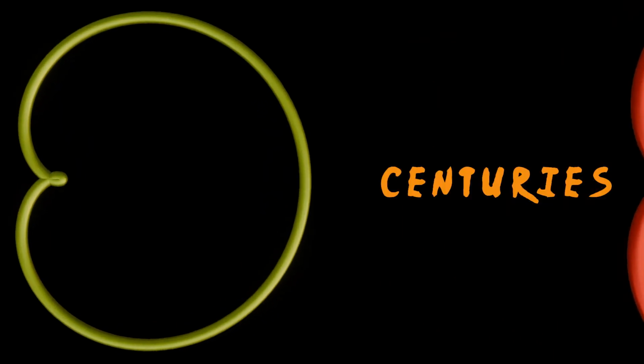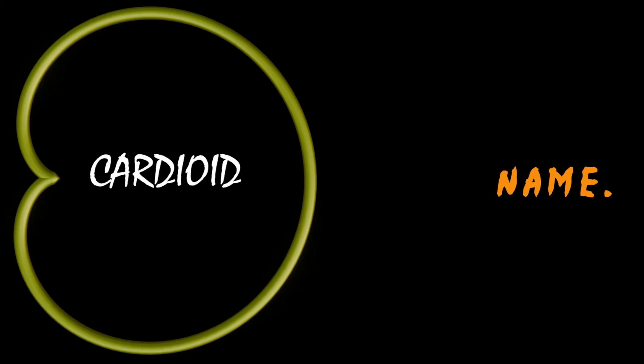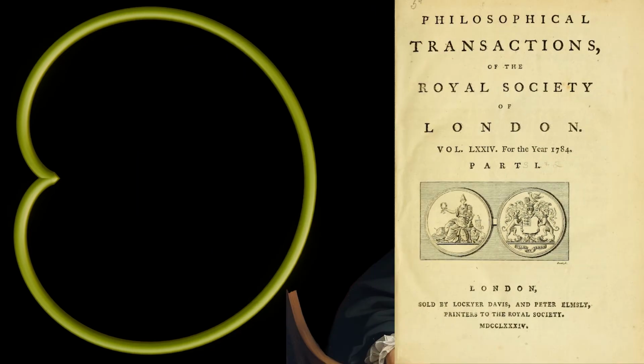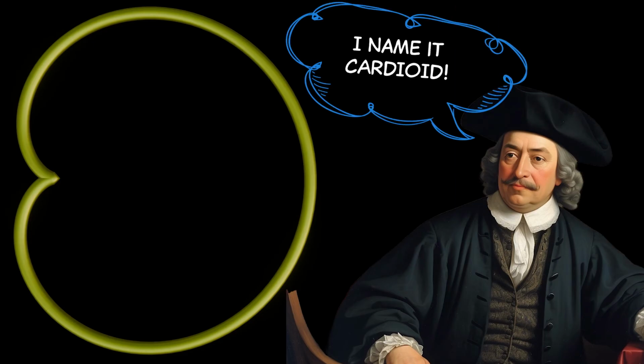Interestingly, it took centuries for the cardioid to get its iconic heart-shaped name. That credit goes to Johann Castillon, who christened it in 1741 within the prestigious Philosophical Transactions of the Royal Society. His insight revealed its true, heart-like nature.